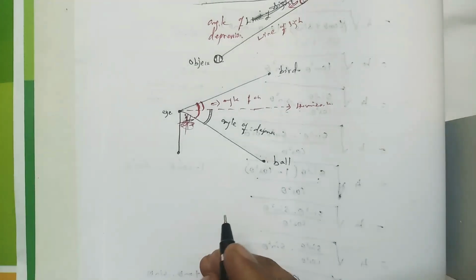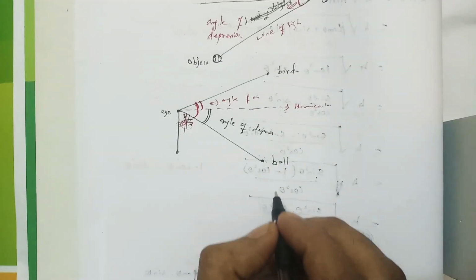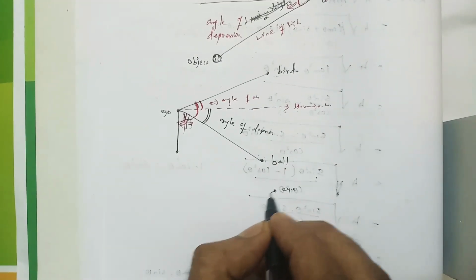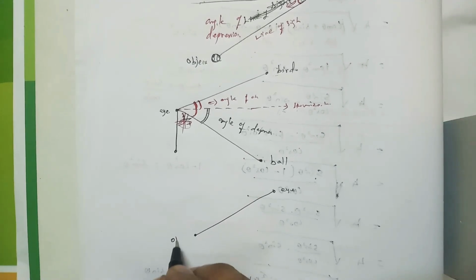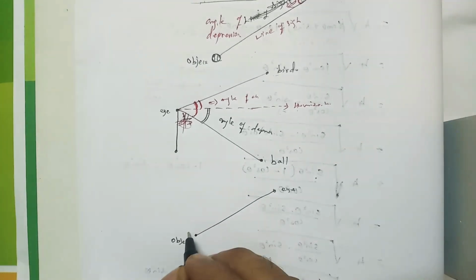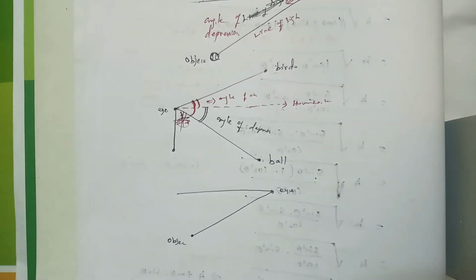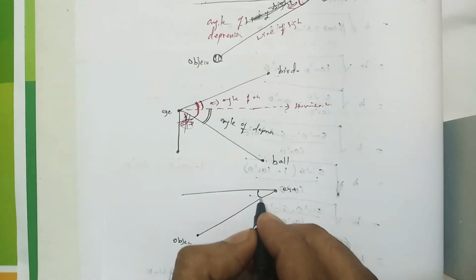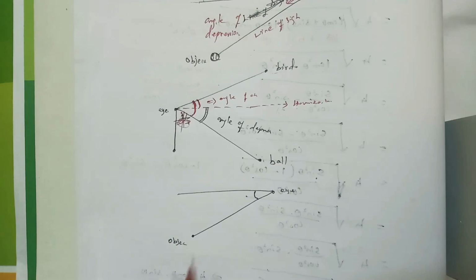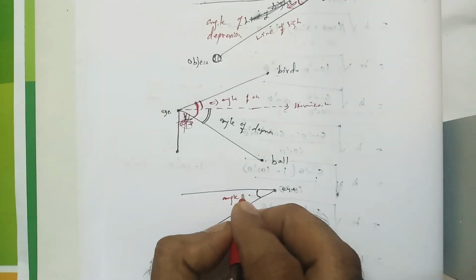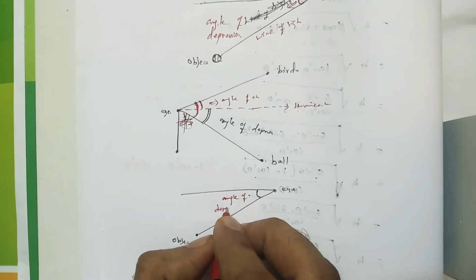And one more thing we want to know. This is your eye, and you are observing an object, and this is the line of sight. I'm just drawing a horizontal line. Now we are getting one angle. That angle is the angle of depression.